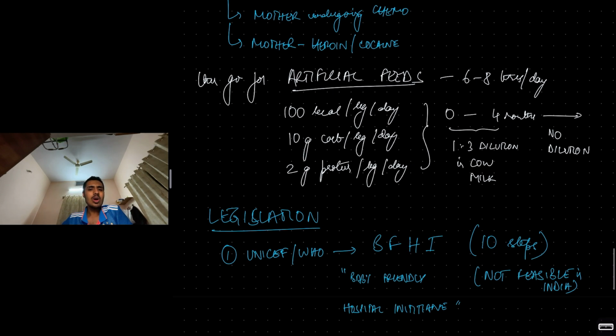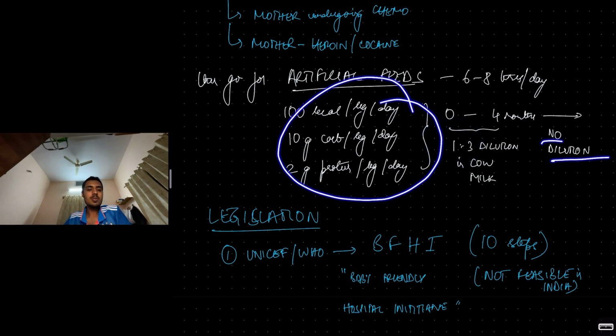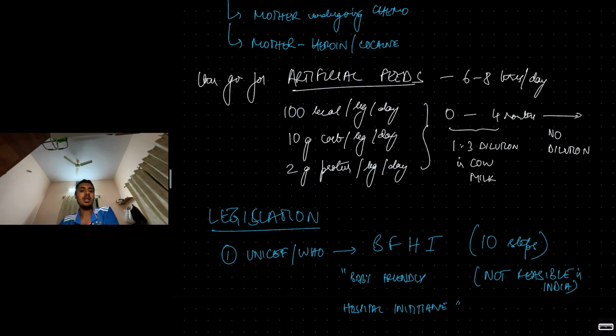Artificial feeds also, you will give 6 to 8 times per day. The principle of artificial feeding is 100 kilocalorie per kg per day, 10 grams of carb per kg per day, 2 grams of protein per kg per day. For the first 4 months, you will do dilution in cow's milk, 1:3 dilution. After 4 months, you will not dilute it. You will just dissolve this in cow's milk, and you will feed the baby.